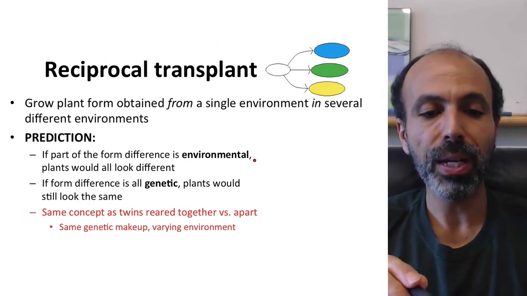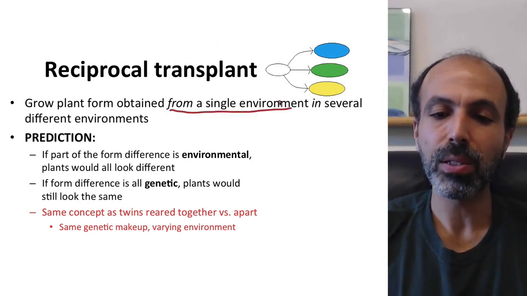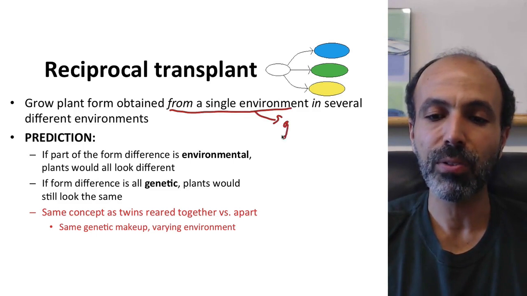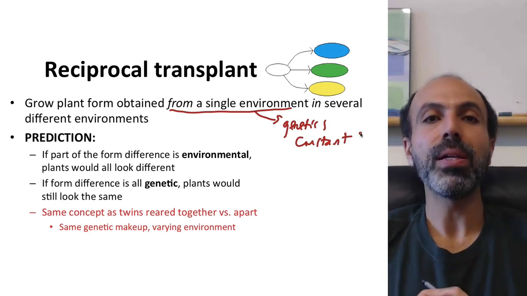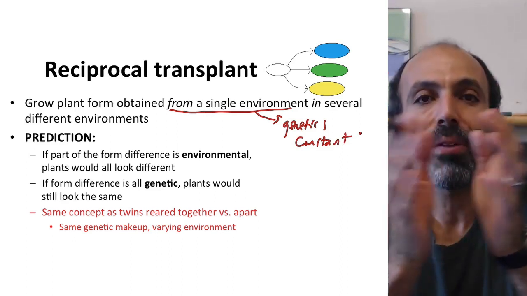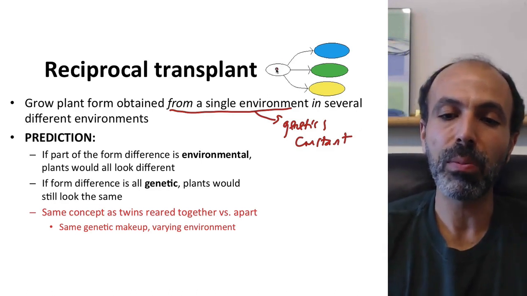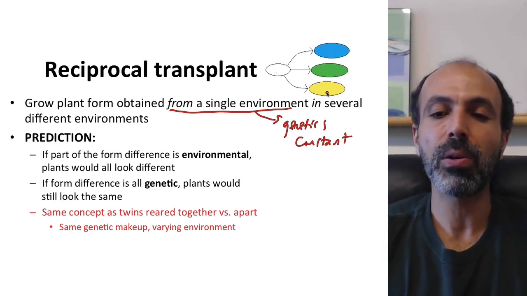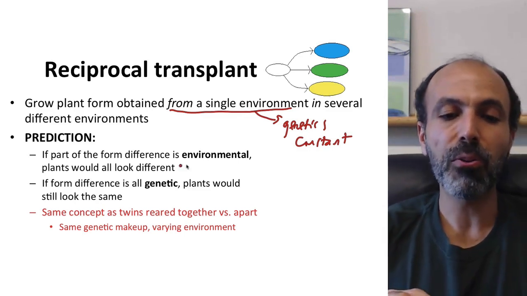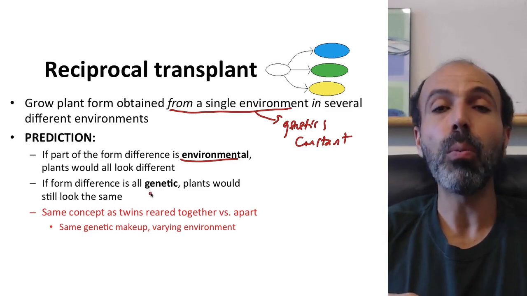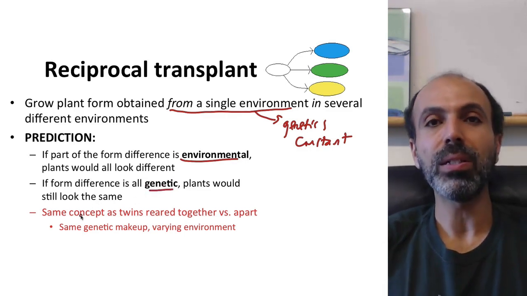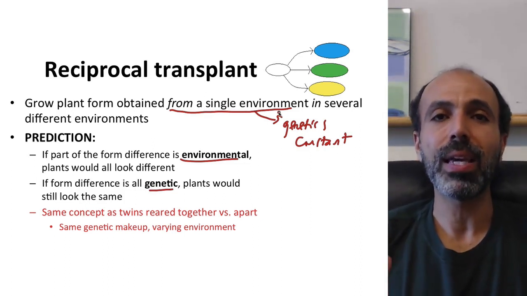Well, the other thing you can try is what's referred to as a reciprocal transplant experiment. In this case, you grow plant forms obtained from a single environment. So since they're from the same place, we're assuming the genetics is fairly constant. And you grow them in several different environments. So you're taking all these ones that have the same form, and you're growing them in different environments. So maybe you take it from Mather, grow it in Timberline, in Mather, and in Stanford, for example. If part of the form difference is environmental, then they should in fact look different. In fact, if the form difference was purely genetic, then all the plants would still look exactly the same, right? Because they're all derived from that same place.